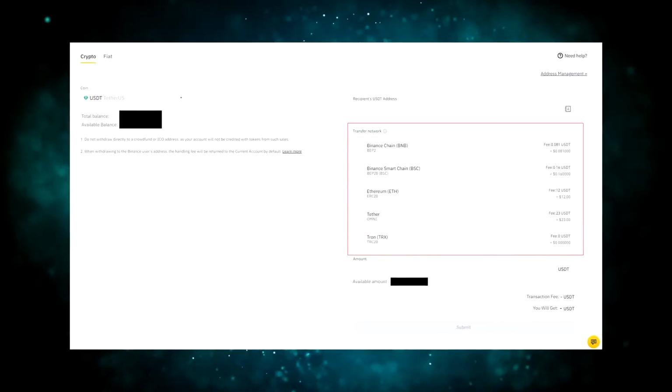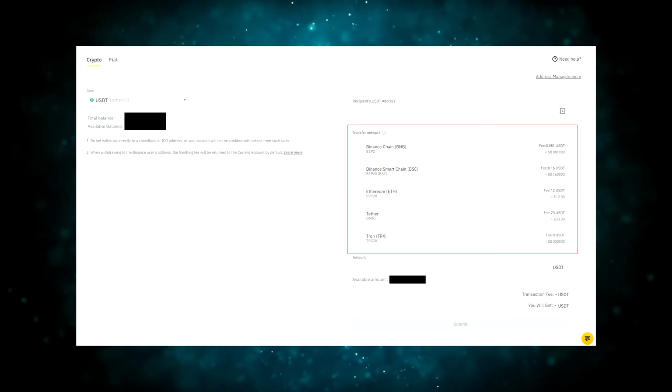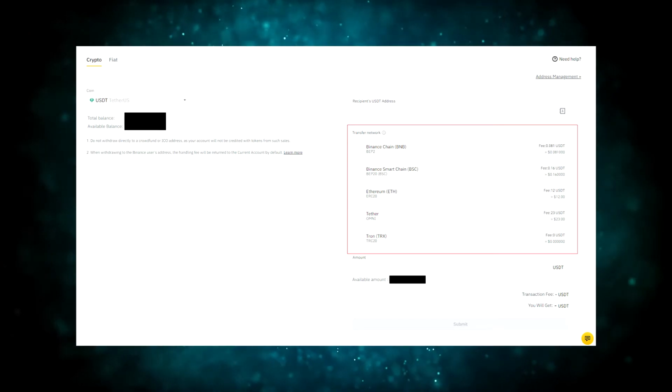When you withdraw crypto, you should choose the transfer network. Choose the network that your deposit accepts. If you don't choose correctly, you will lose your money.